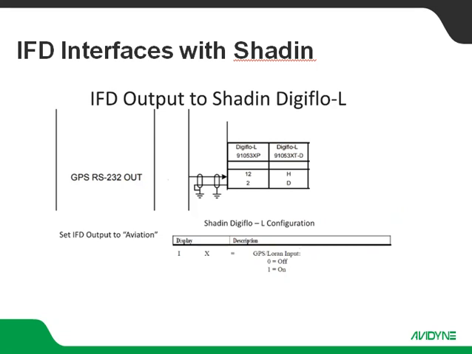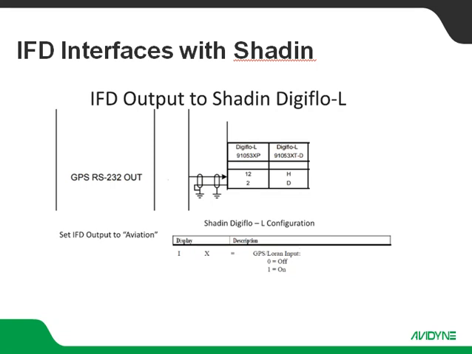And then on the output side, the IFD is going to be sending just standard aviation data out to the DigiFlo. And on the Shadin end, it's the display setting I as in India, where we're going to set the GPS input for either a 0 for off or a 1 for on. So you'll want to set that for a 1.